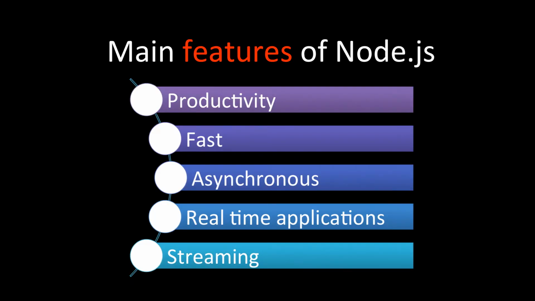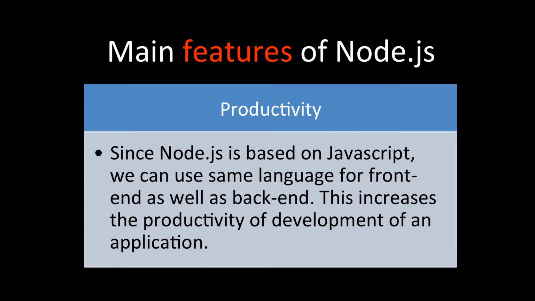The main features of Node.js application are productivity, very fast, asynchronous, real-time applications, and streaming. Let's see one by one.